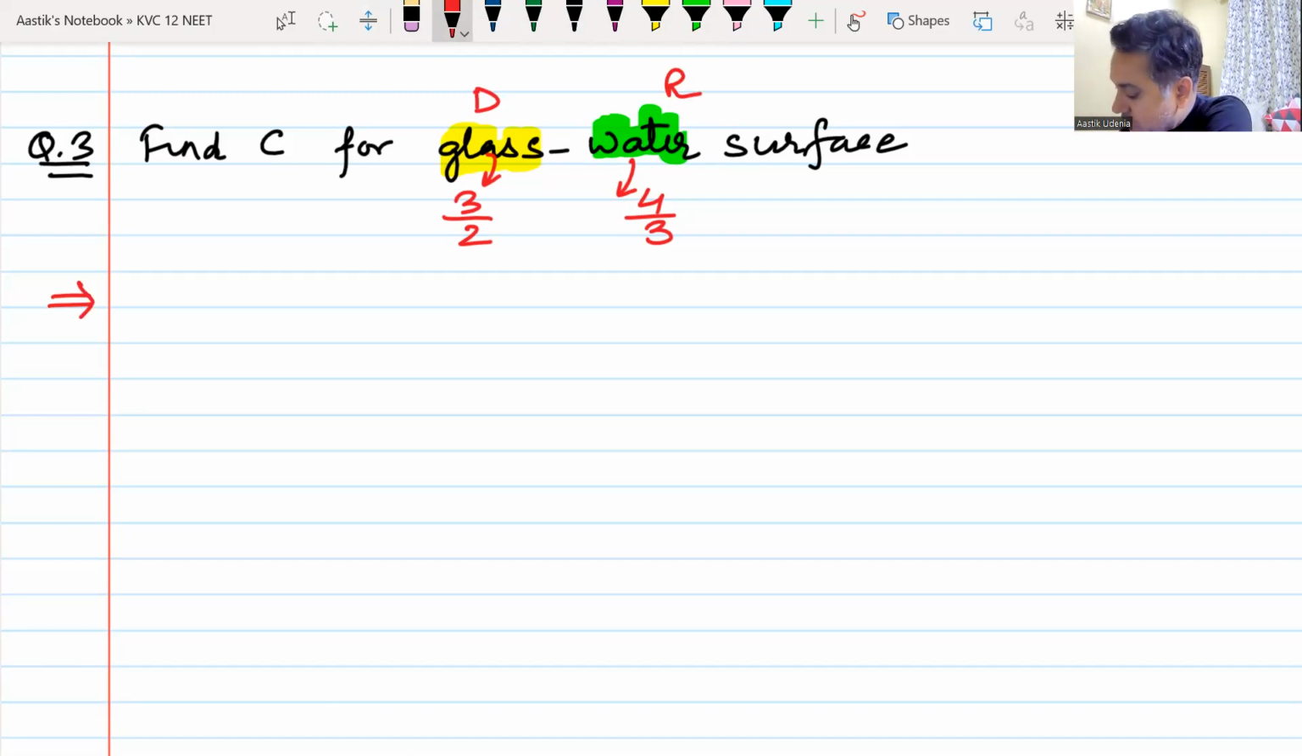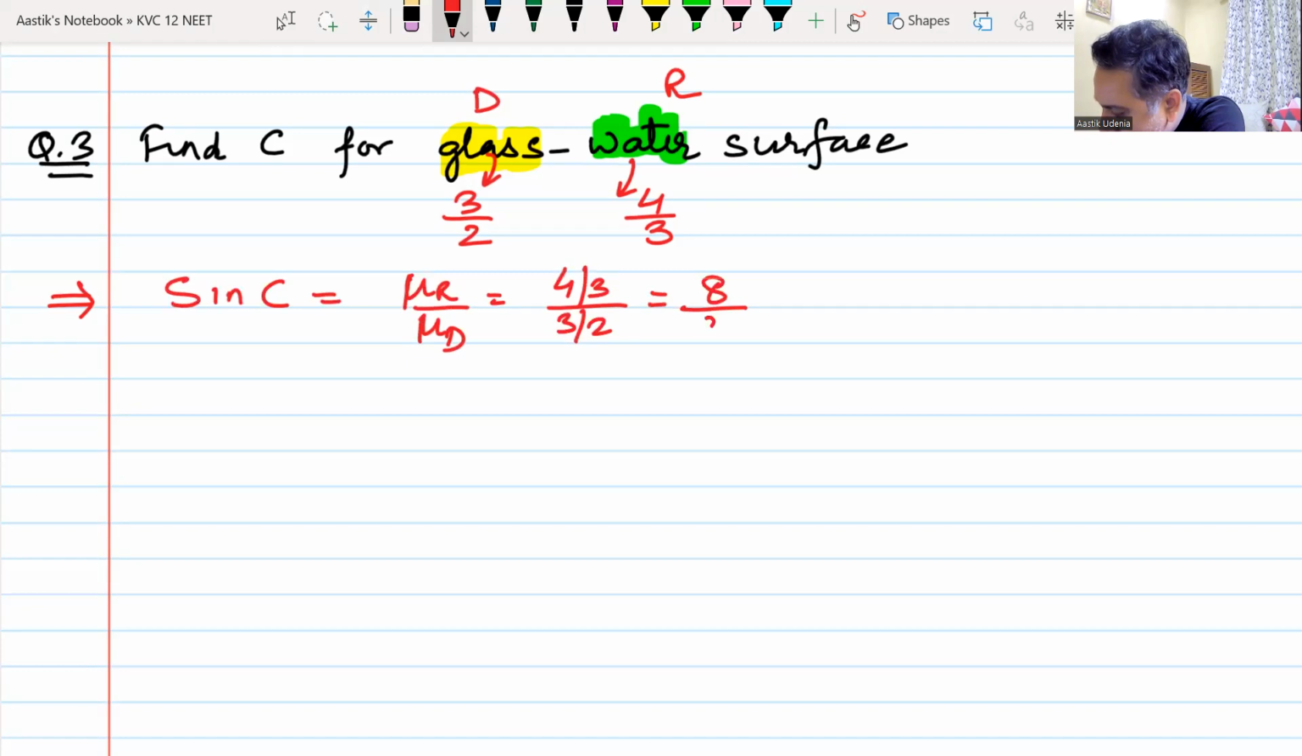Yes, sir. So I can just put the formula straight away. Sine C will be equal to mu R divided by mu D, that is 4/3 divided by 3/2, and your answer would be 8/9. If you get 9/8, it is definitely wrong. So the answer has to be 8/9. That is one way of remembering it, but that is not the way you should remember it. Do we understand this? Yes, sir.